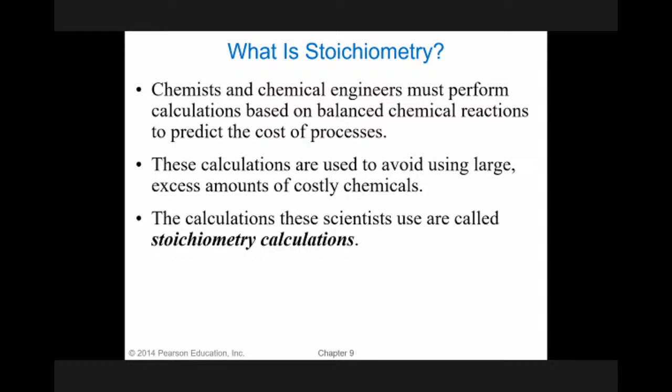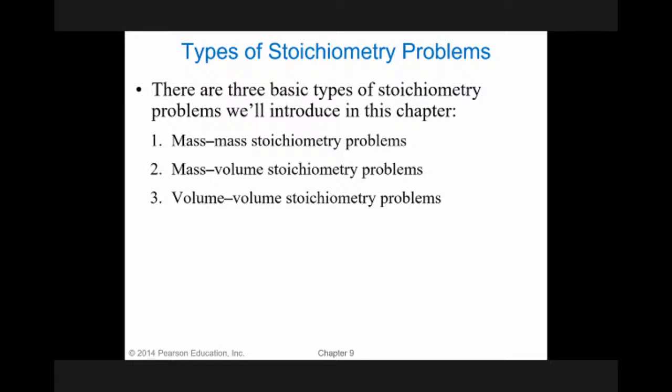Okay. What these scientists use is called stoichiometry calculations. Stoichiometry calculations are very powerful. Chemists do that stoichiometry, and chemical engineers do that. They're big on that. This is where you save a lot of money by not wasting material. All right, types of stoichiometry.